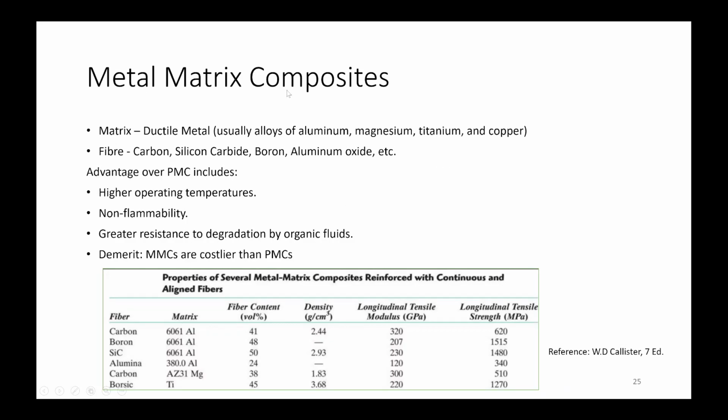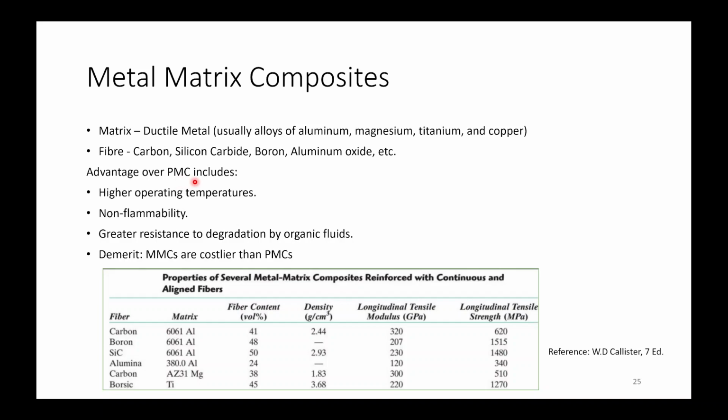Now metal matrix composites. Depending on the type of matrix, there are 3 types of composites: metal matrix, ceramic matrix, and polymer matrix composites. Now in this case, in MMC the matrix will be a ductile metal. It will usually be alloys of aluminium, magnesium, titanium, and copper. And in case of fiber: carbon, silicon carbide, boron, aluminium oxide, etc.